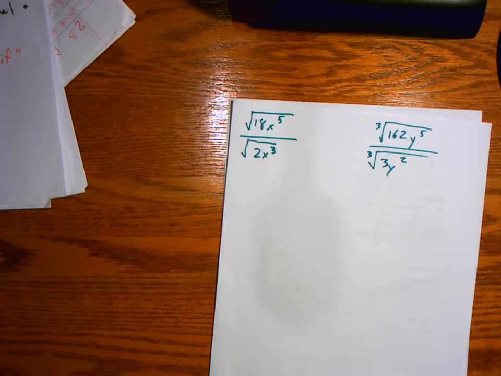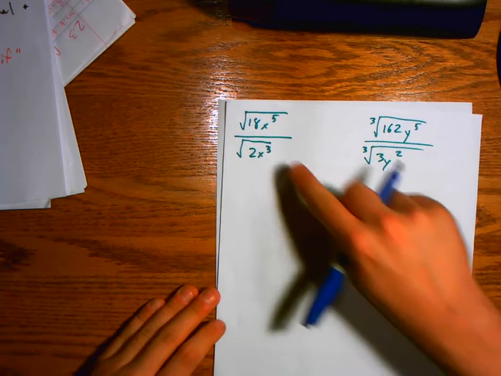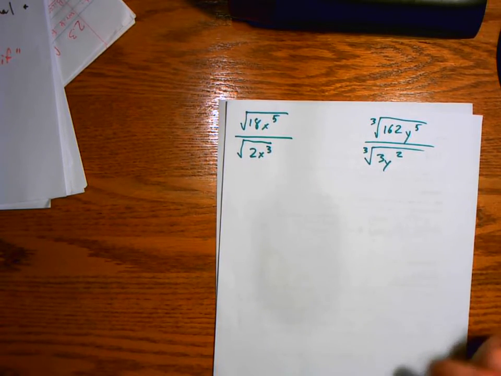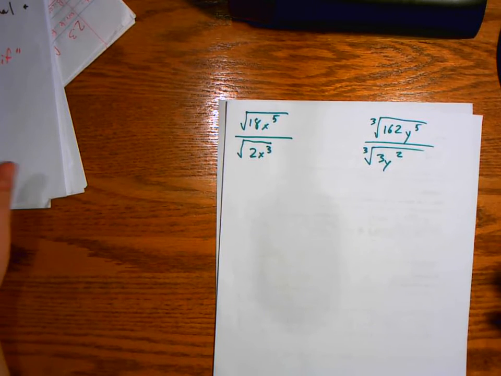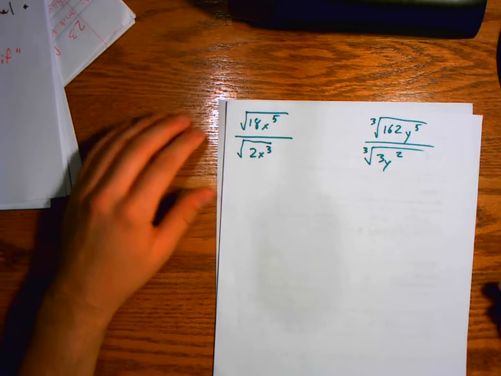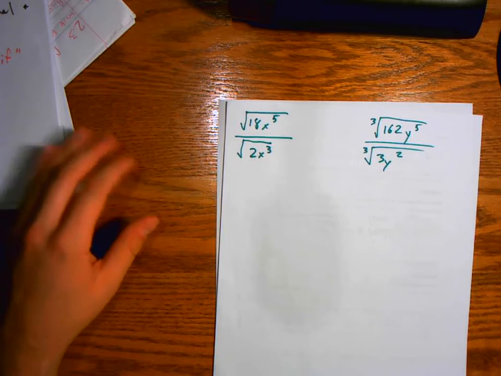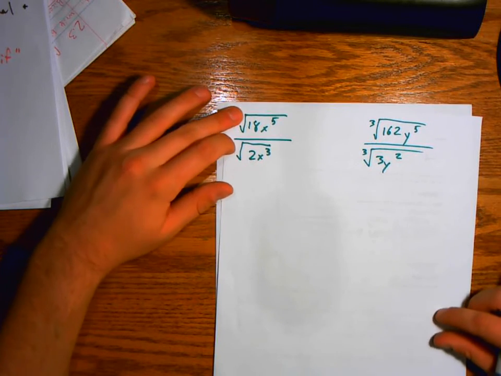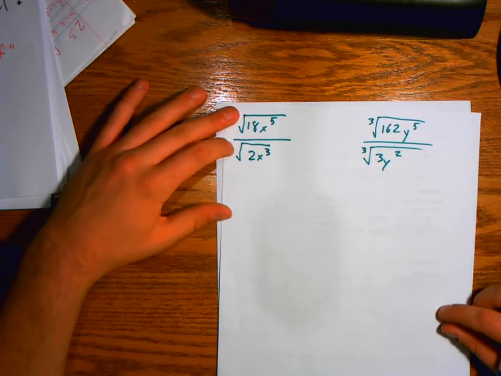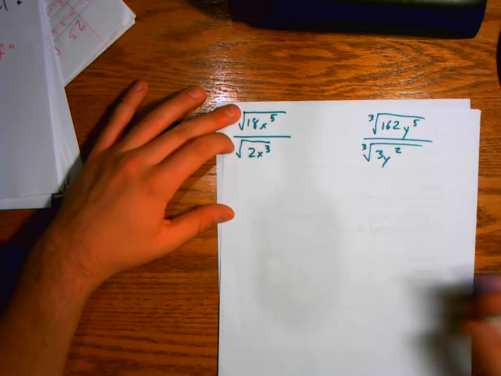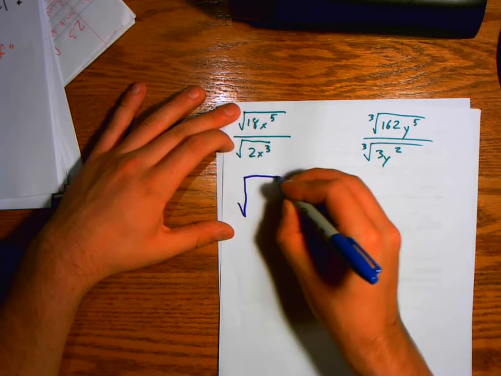Okay, and the last two that I want to go over is the exact same idea, but instead we are looking at division. Since the first theorem I showed you was two things being multiplied with the same index, you can combine them. The same kind of idea can be applied to division. Since we have one radical being divided by another and they both have the same index of 2, you can combine everything underneath the radical.